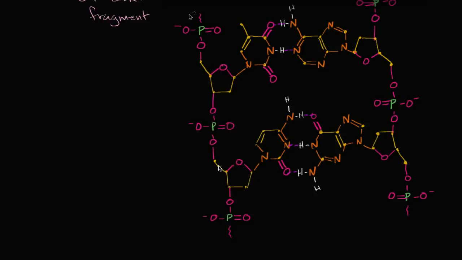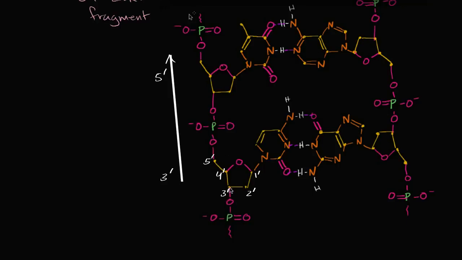So we have ribose right over here, a 5 carbon sugar, and we can number the carbons. This is the 1' carbon, that's the 2' carbon, that's the 3' carbon, that's the 4' carbon, and that's the 5' carbon. So this side of the ladder, let me draw a little line here, is going in the 3' to 5' direction. So this end is 3', and then this end is 5'. It's going 3' to 5'.